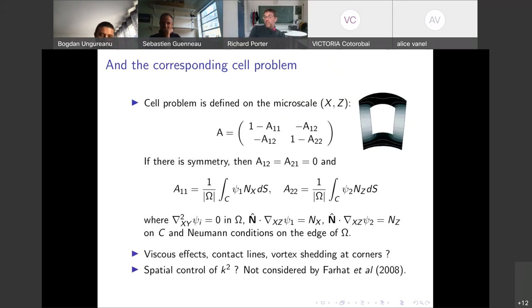Okay, and what you end up doing, in order to find the elements of this tensor, is solving a cell problem in the microscale coordinates. This is what one of those cells might have looked like. I've just nabbed these pictures from that 2008 paper. If you have symmetry, like you have in this particular problem, although this is in r, theta coordinates, but there is symmetry in the r and theta directions, then these two off-diagonal terms disappear. And then you can compute these diagonal terms, which give you an anisotropy if you have something which is extended further in one direction than in another direction. So you can make these two terms different from one another.